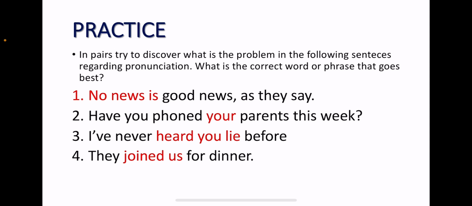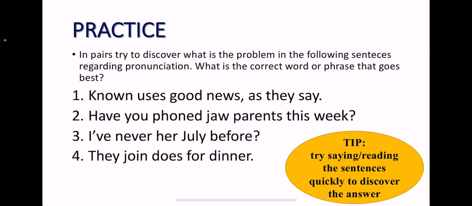Number 3, I've never heard you lie before. Talking about lies, not telling the truth. So I've never heard you lie before. And number 4, they joined us. It's the past. They joined us for dinner. They sound exactly the same.